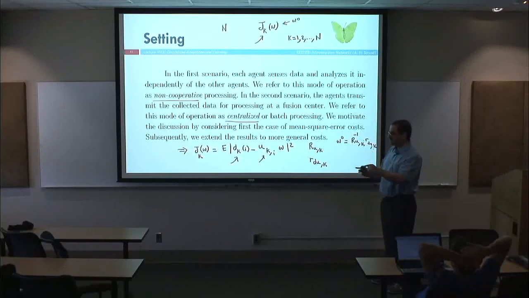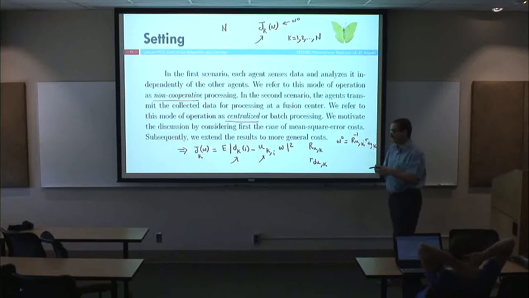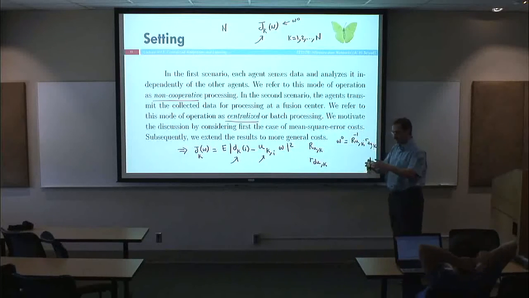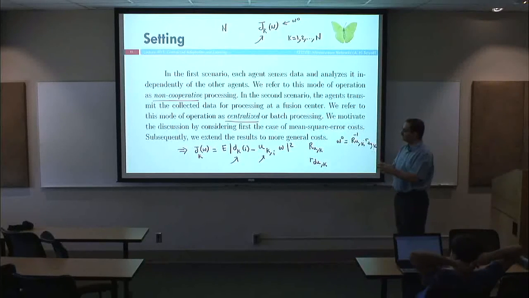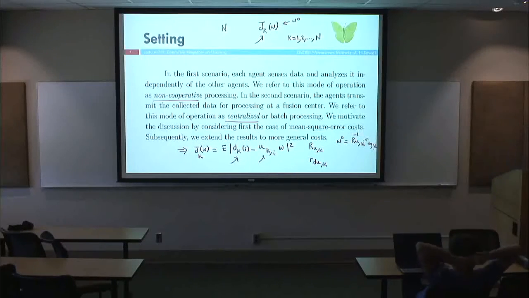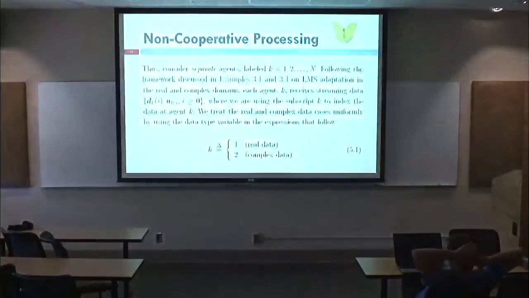In the second case, I have n agents, but these n agents are going to send the data they have, the dks and the UKs they have, to a central location that's going to process it and figure out what the omega is in the manner I'm going to describe. So let's start with the non-cooperative case first.